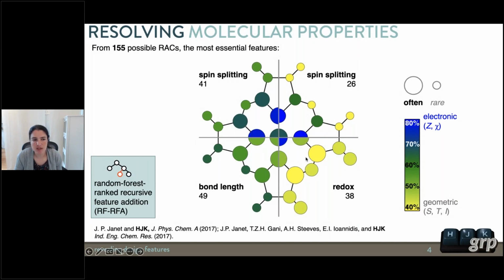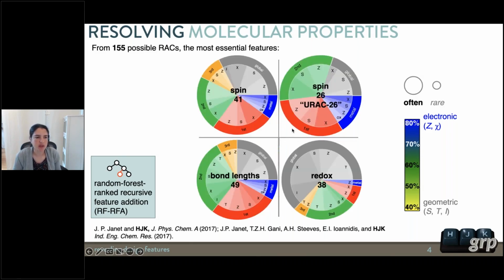So this suggests to us that if we want to design the redox potential of a transition metal complex, we can tune atoms far away from the metal. And if we want to independently design the spin, we can tune atoms close to the metal. And so these are the pie charts I was alluding to.